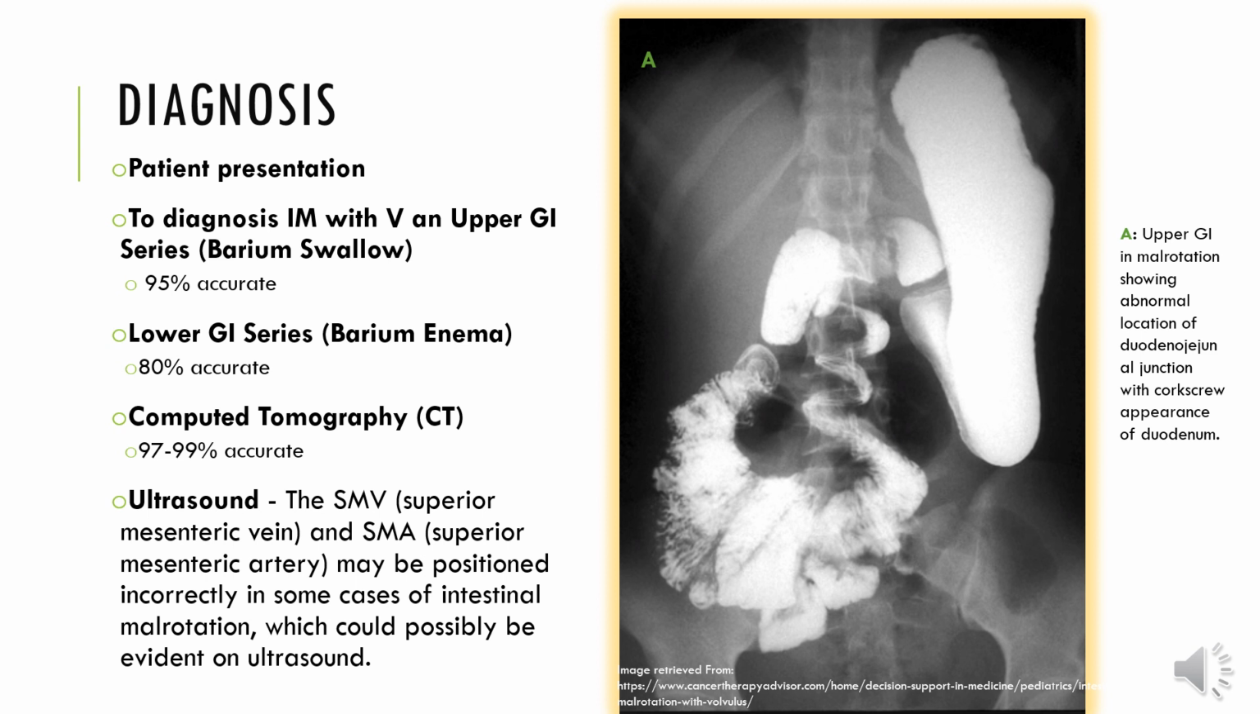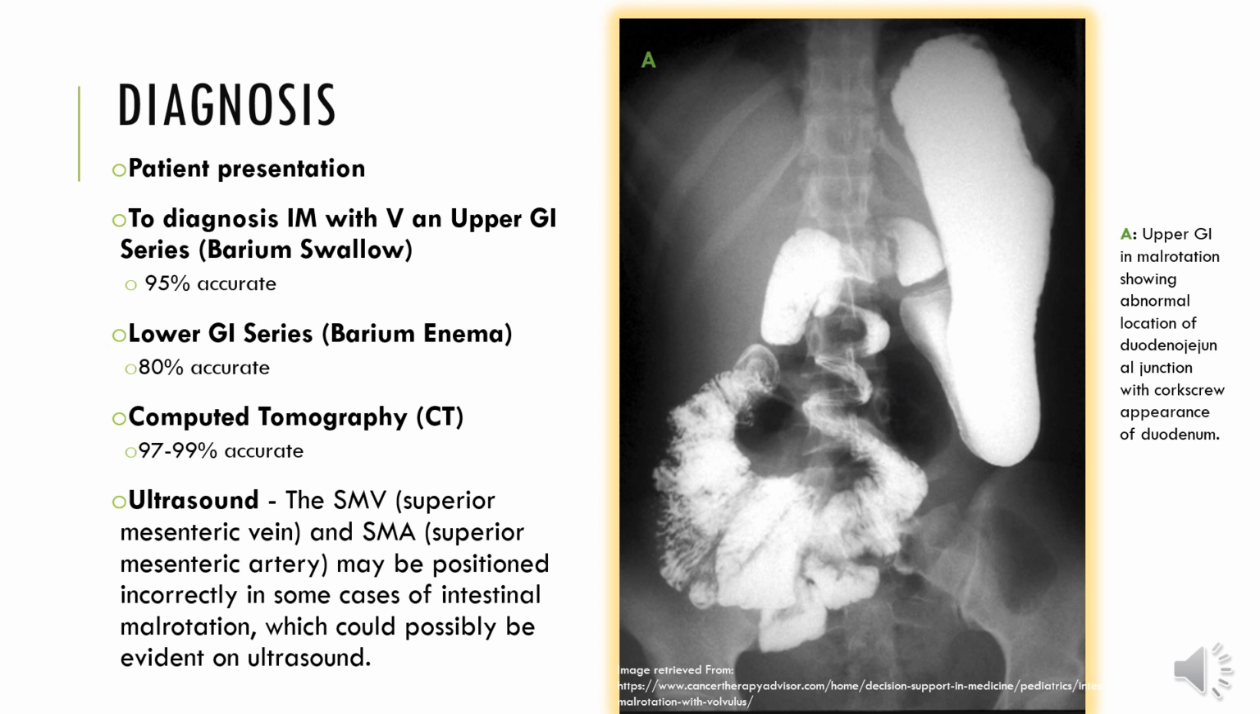How do we diagnose a patient with malrotation and volvulus? Patient presentation. The initial abdominal exam may be completely normal, luring the practitioner into dismissing the diagnosis, which unfortunately may lead to progressive bowel ischemia, hypovolemic shock, and possibly death.